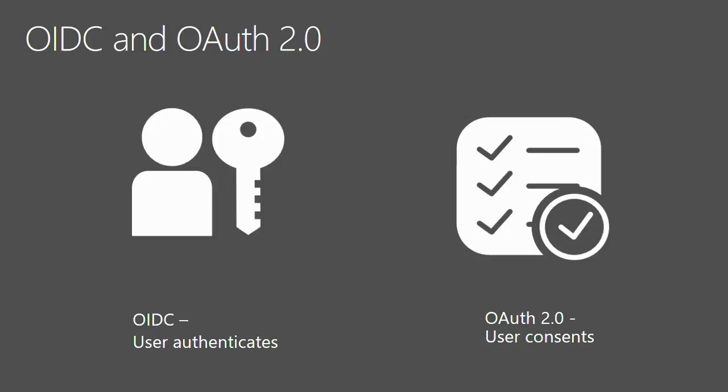So the industry all got together. They said, there's got to be a better way. So they developed OpenID Connect. So OpenID Connect is a standard way of using OAuth for authentication. And you can see on that slide, OpenID Connect is for user authentication, and OAuth is for user consent.